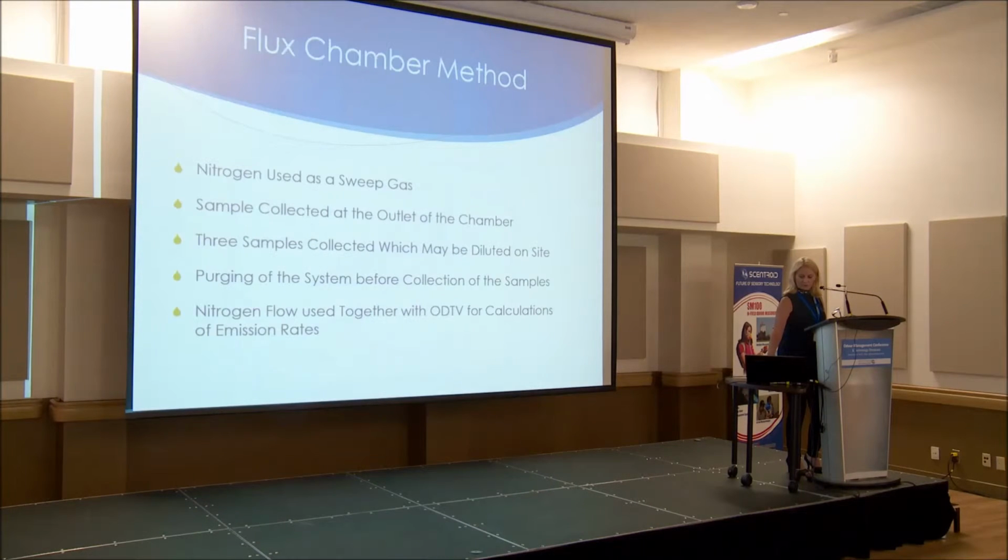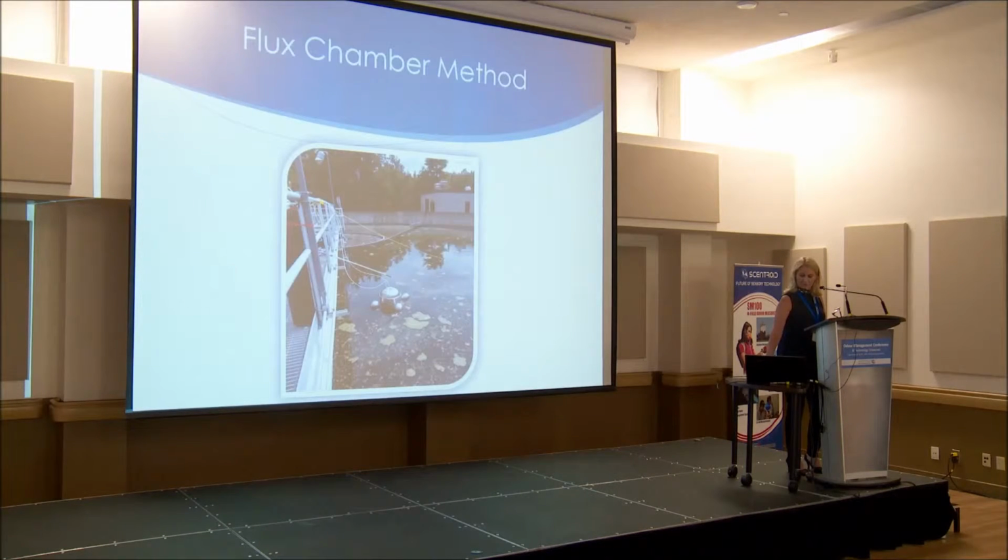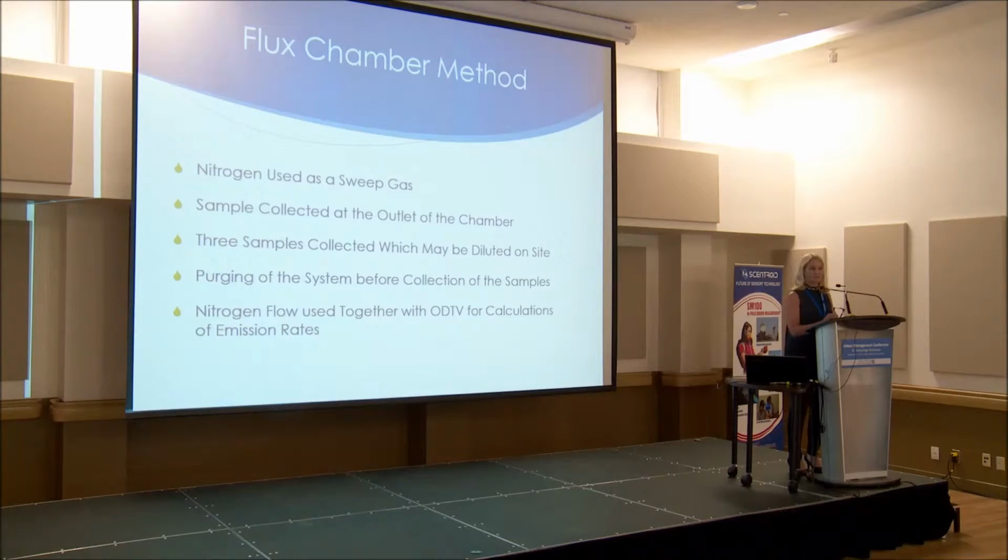Going back to the methods for area sources, going back to the flux chamber method, I'm not sure how many people are familiar with that, but it's a floating device, and nitrogen is used as a sweep gas. Samples are collected at the outlet of the chamber. Usually 3 samples are collected, which might also be diluted on site using a dilution sampler.